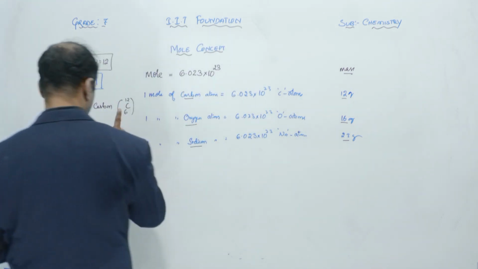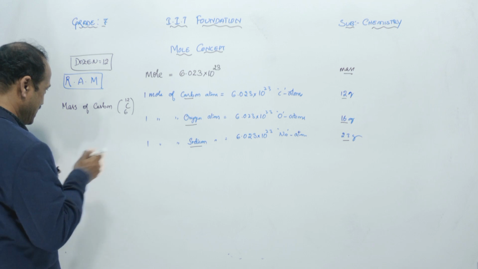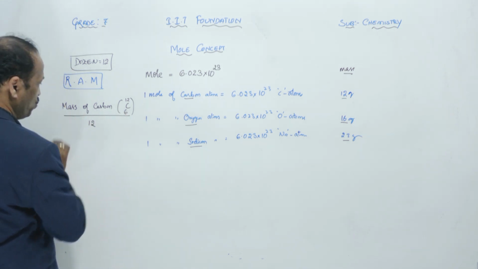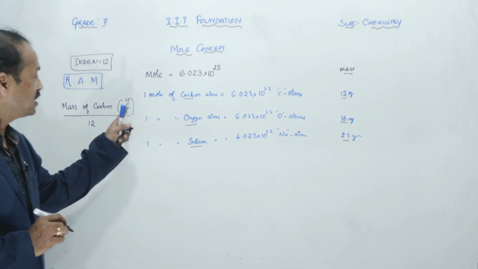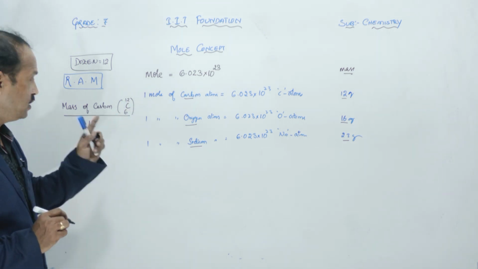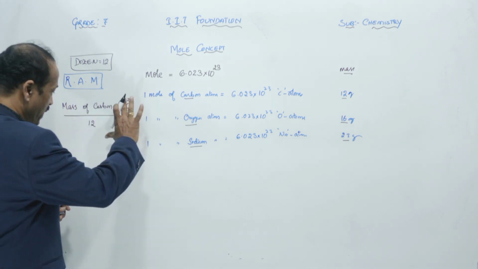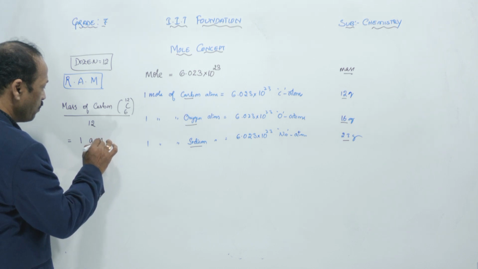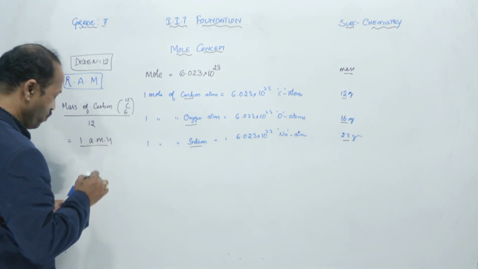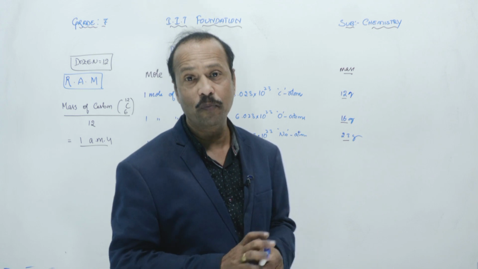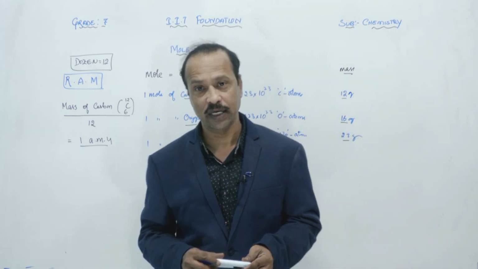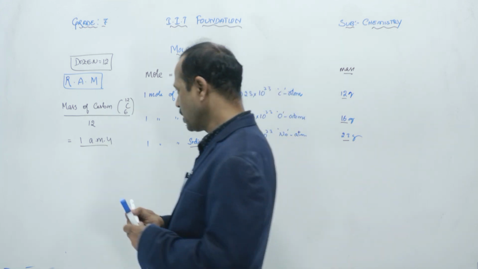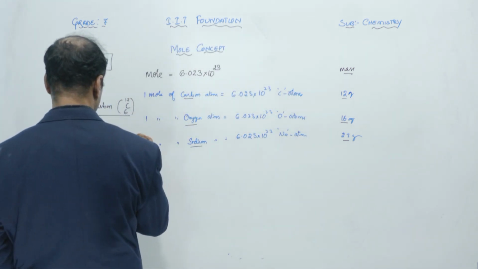Now the mass of this carbon is taken, and they divided it by 12, because its mass number is 12. Then what you get is equal to 1 AMU. What is AMU? 1 atomic mass unit. Nowadays, we also represent this as u, just u also.